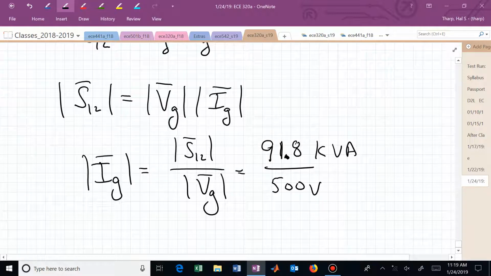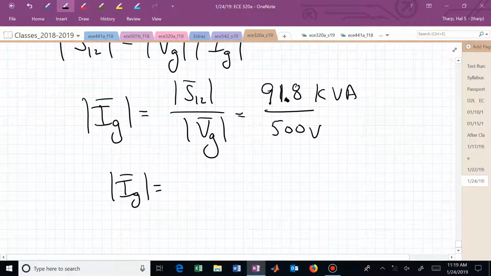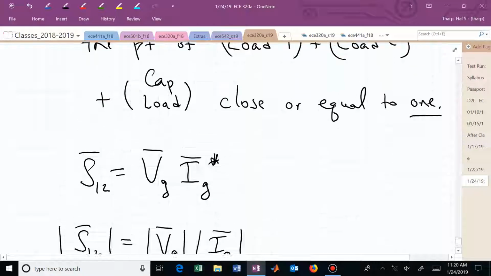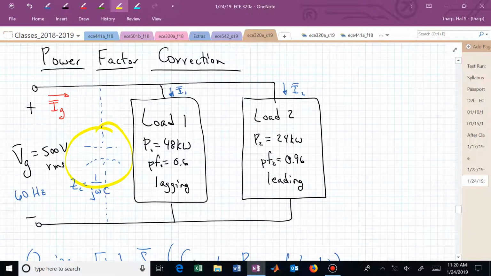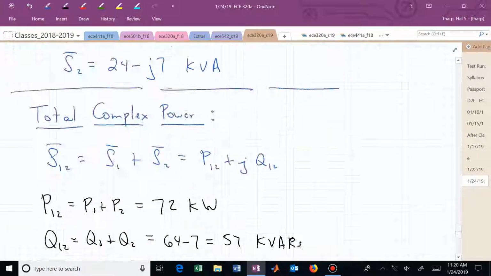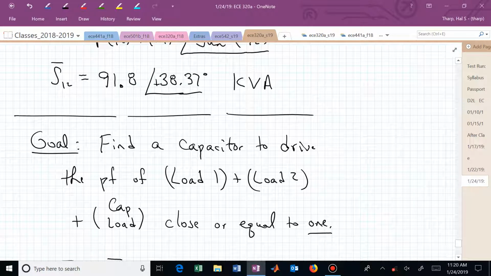If we do that division, hopefully we will find I sub g, the magnitude of the current that we're requiring the power company to provide for loads 1 and 2. That's now 184 amps. Is it possible, by introducing that additional capacitor, that we can drive this current magnitude to be a number smaller than 184 amps? That would be ideal, and the way that we're going to achieve that is by improving our power factor. That's our power factor correction, and that will be what we pick up with next time.